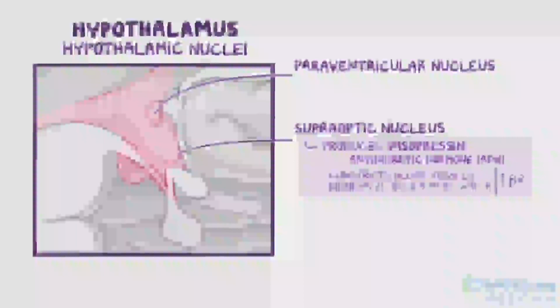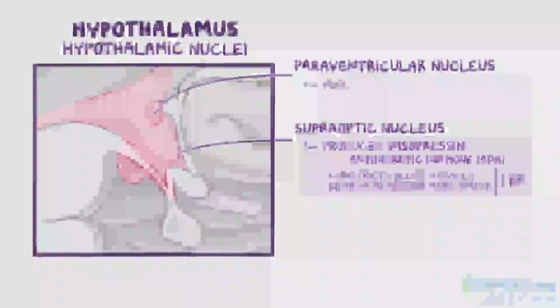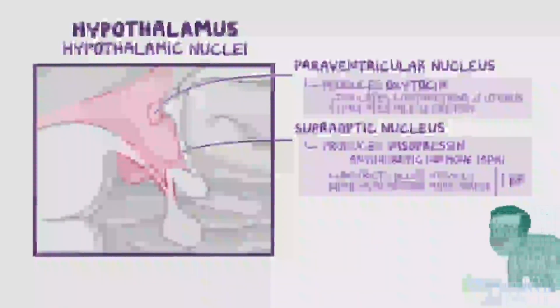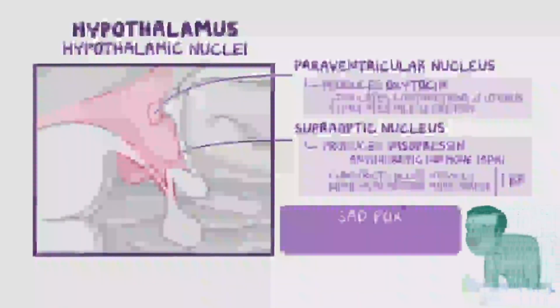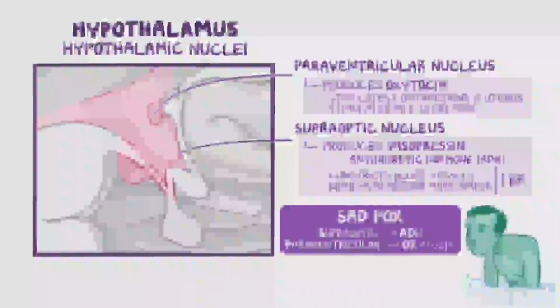The paraventricular nucleus, on the other hand, makes oxytocin, which stimulates contractions of the uterus while in labor and later stimulates milk secretion while breastfeeding. To remember these nuclei and their hormones, you can use the SAD-POX mnemonic, where S stands for supraoptic, AD for ADH, P for paraventricular, and OX for oxytocin.